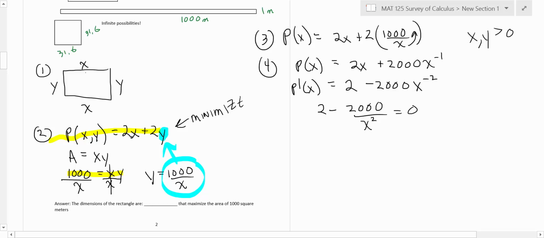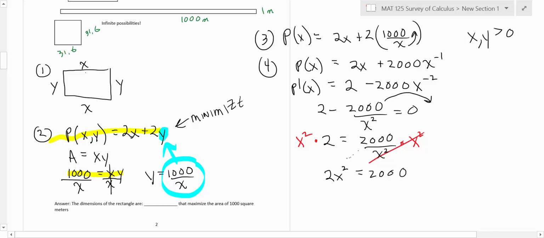Now I got to solve that equation, and that will give me a critical number. Then we can see if that's going to be a minimum. Okay, so I'm going to solve this way. I'm going to move this to the other side to get 2 is equal to 2,000 over x squared. Okay, I can now multiply. You can either cross multiply or you can multiply both sides by x squared. Okay, that's going to leave you with 2x to the second is equal to 2,000. Okay, now what do you need to do to finish this solving? Divide by 2. Square root, good.